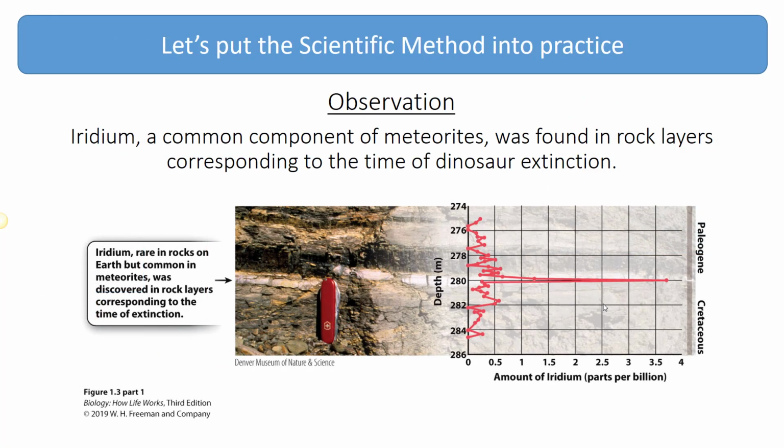So let's put the scientific method into practice. Another compelling example of the scientific method that your book describes has to do with hypotheses regarding the extinction of the dinosaurs. We start with an observation. Iridium, which is a common component of meteorites, has been found in rock layers that correspond to the time of the extinction of dinosaurs.